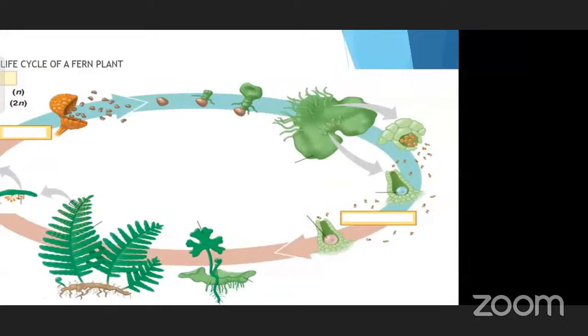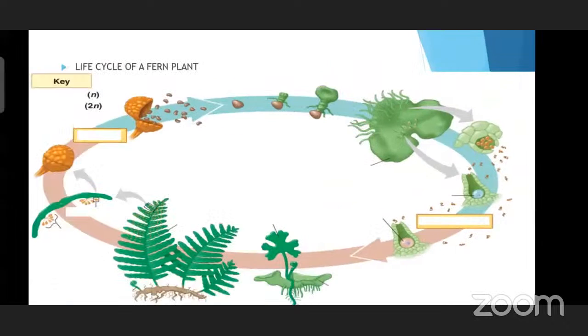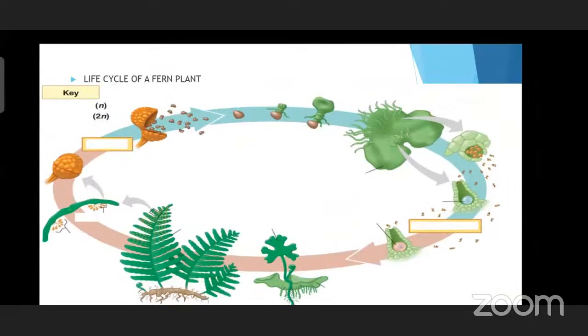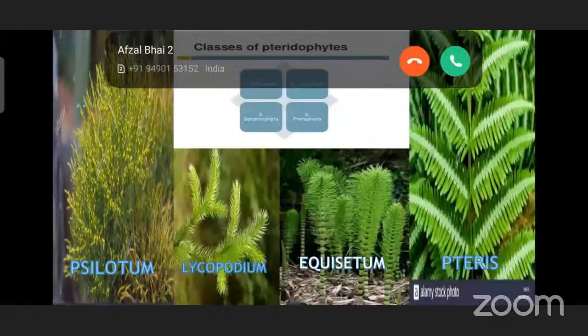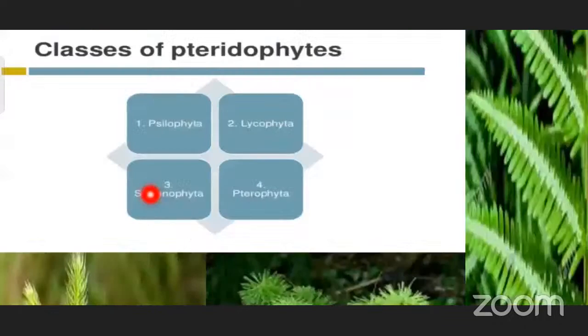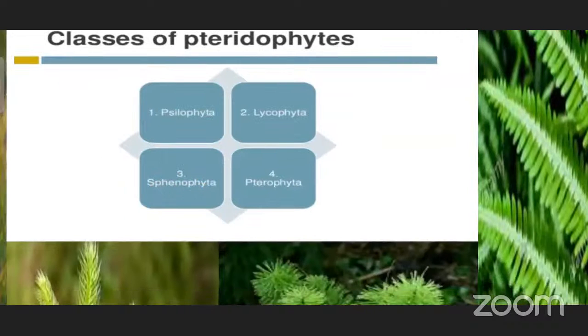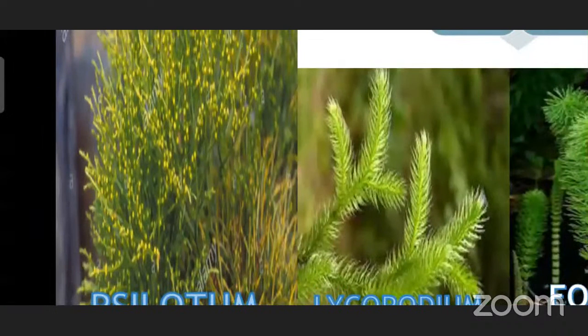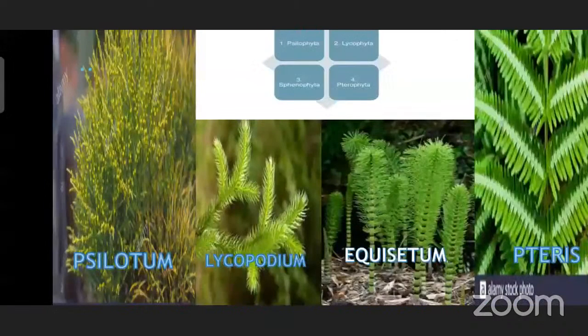The classes are Psilophyta, Lycophyta, Sphenophyta, and Pterophyta. Of these, in Sphenophyta you will be having the fossil plants except Equisetum. For the Psilophyta class, the example is Psilotum, how beautiful it is, you can see. And for Lycophyta, you'll be having Lycopodium as the example. That's why they are ornamental plants.